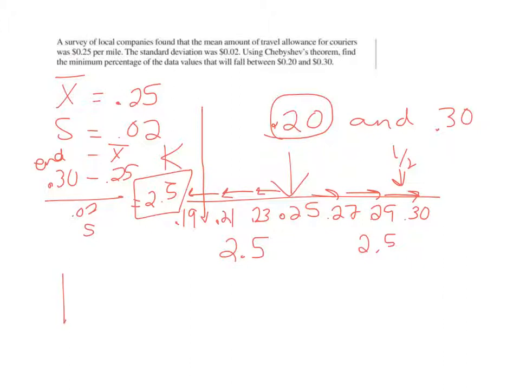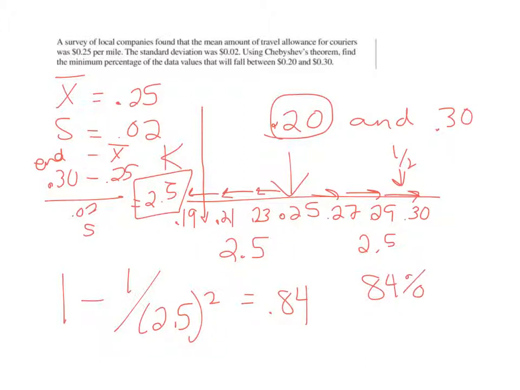So I'm going to go 1 minus 1 over 2.5 squared. I'll do that in my calculator on my home screen: 1 minus parentheses 1 divided by parentheses 2.5 squared, close parentheses, close parentheses. So you have your parentheses. 0.84 is my answer. And that means that at least 84% of all the actual travel values will fall between 20 and 30 cents.